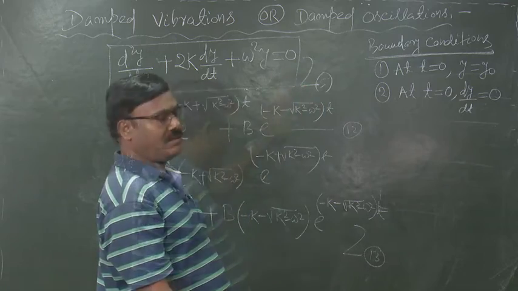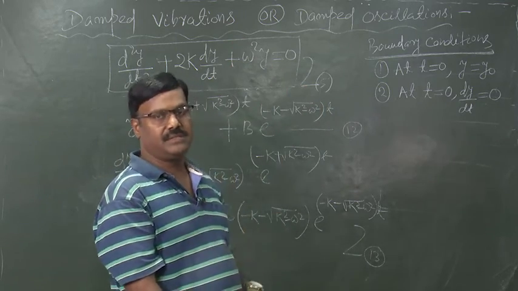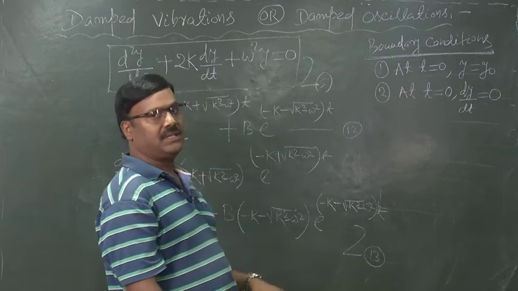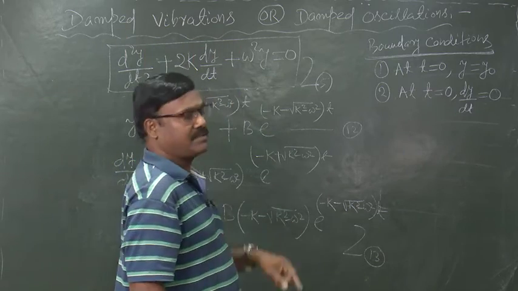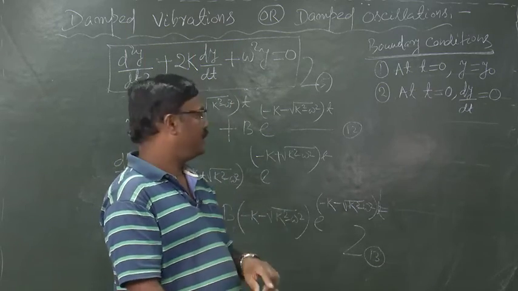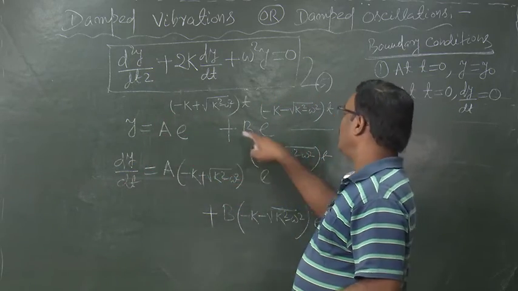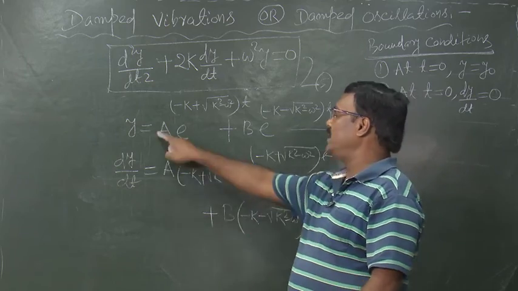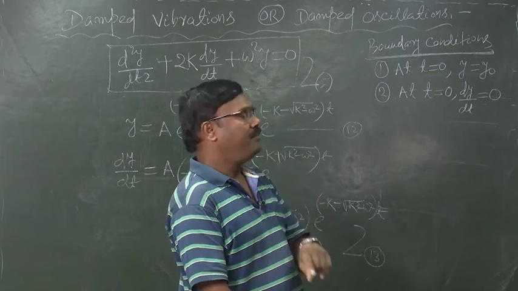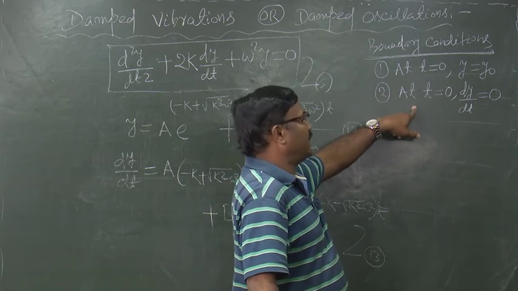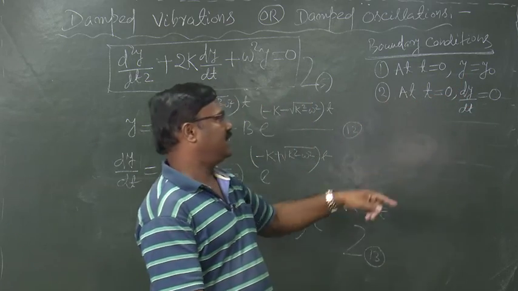So, what we have done? We have discussed damped harmonic oscillation. Also, we have derived the expression for the differential equation of damped vibrations, and we have found the solution of damped harmonic oscillation as y is equal to this much, and differentiating y we have found this, and the boundary conditions at the extreme points are these two boundary conditions: at t is equal to 0, y is equal to y0 and dy by dt is equal to 0.